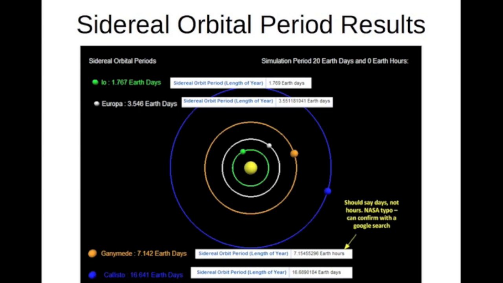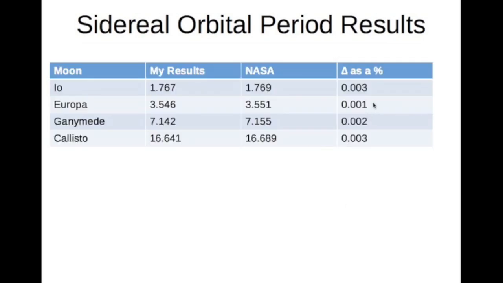Now for the sidereal orbital period results. For Io we have 1.76 days, which matches that of NASA very nicely. For Europa 3.546 days, again matches NASA very nicely. Ganymede 7.142 days, matches NASA very nicely. Just note NASA do have a typo here, you can confirm this with Google. And Callisto 16.641 Earth days versus 16.689. If we compare them, the highest error we have is 0.003%, which is a very good margin.